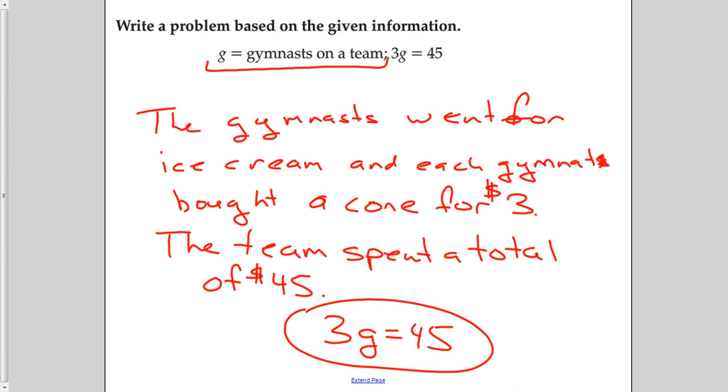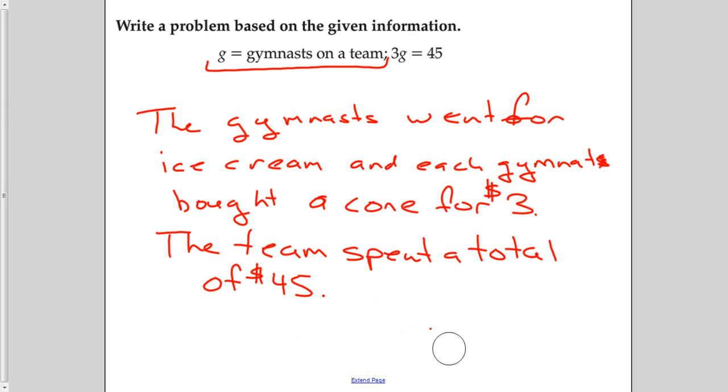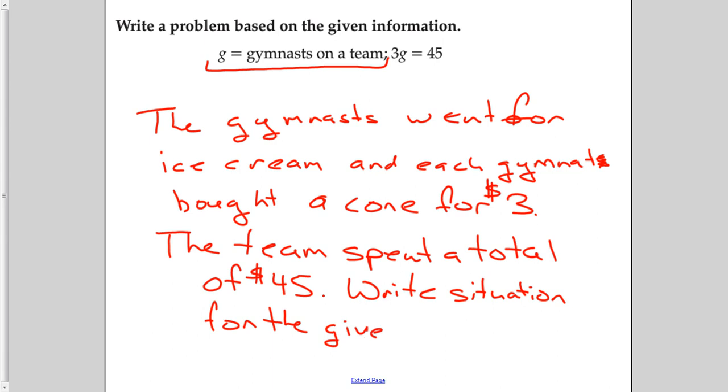So to finish the problem, we actually have to ask the question, right? So we said what's going on in the problem, and then we set up the problem by saying what's going on, and now we have to say the following. And so you should be very used to something like this. Write a situation for the given word problem.